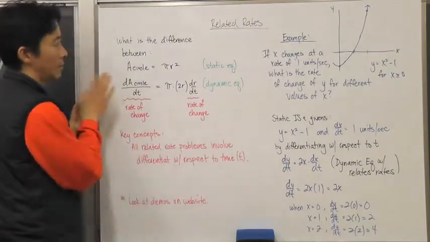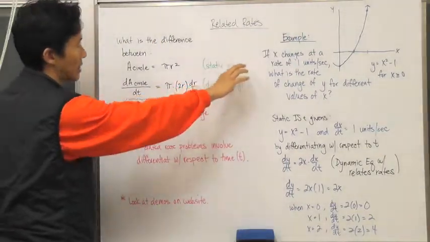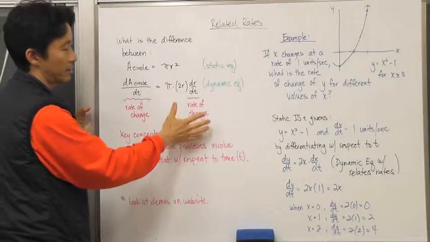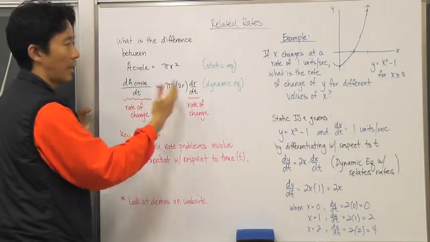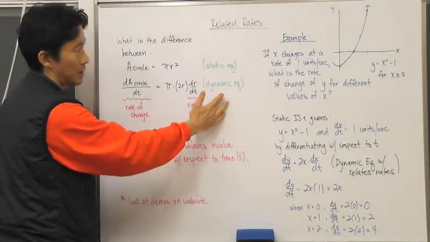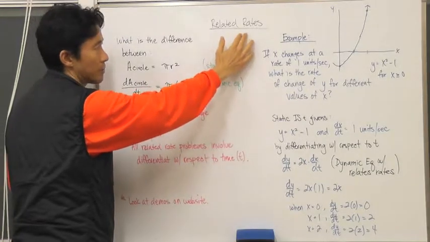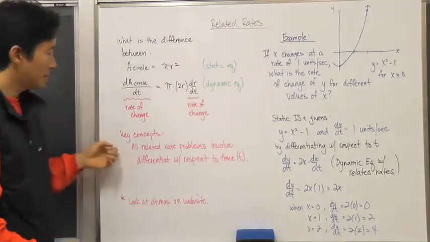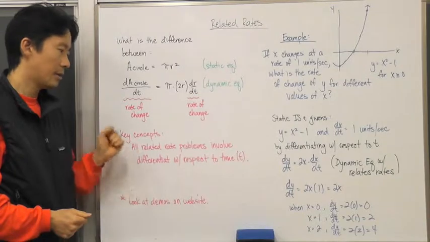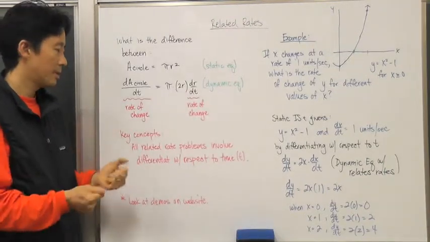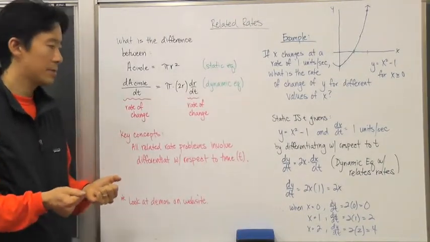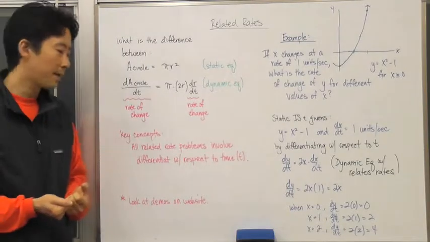So what we have is we start off with a static equation. We take the derivative with respect to t of both sides, and we come up with a dynamic equation, which is how the rates of change are related. So the key concept is that all related rate problems involve differentiation with respect to time.